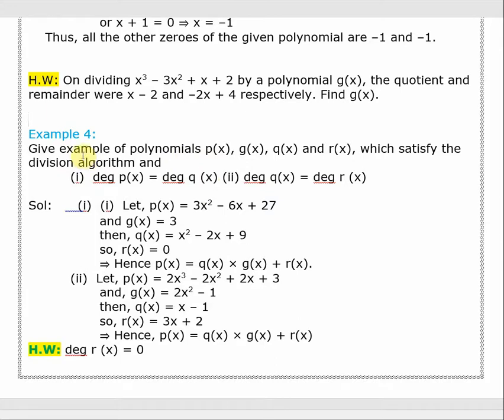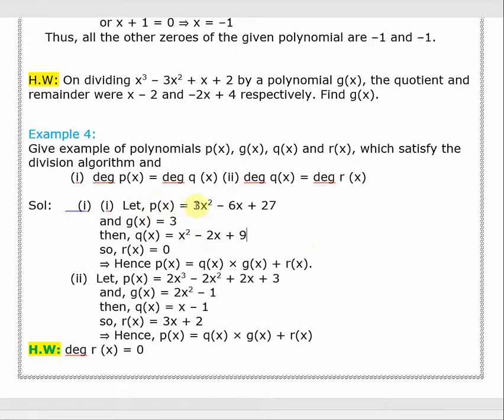And finally, one more example is here: give an example of polynomials px, gx, qx and rx which satisfy the division algorithm. That means degree of px equals degree of qx. So let's say the polynomial px equals 3x square minus 6x plus 27, and let's say gx is 3. The degree of the polynomial is 2, then we get quotient x square minus 2x plus 3, also having a power of 2. I'll explain slowly.